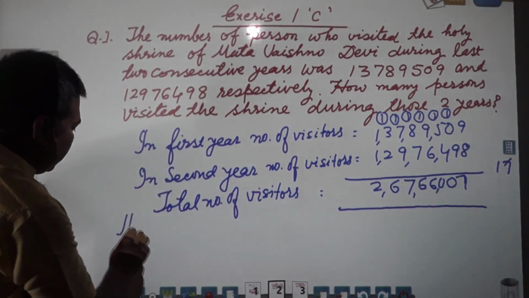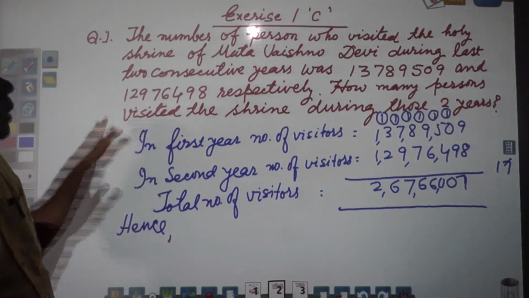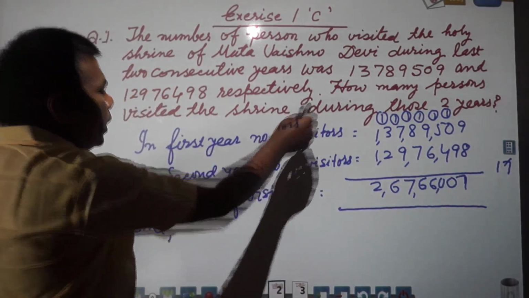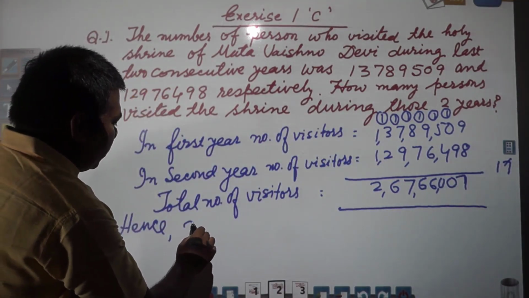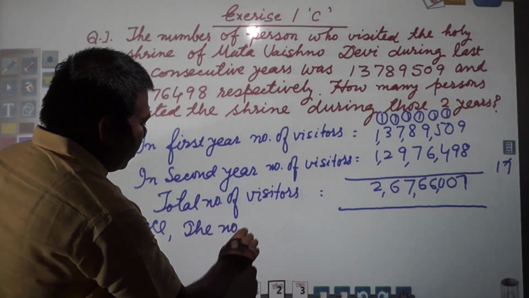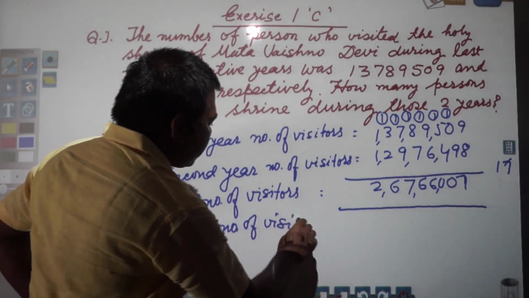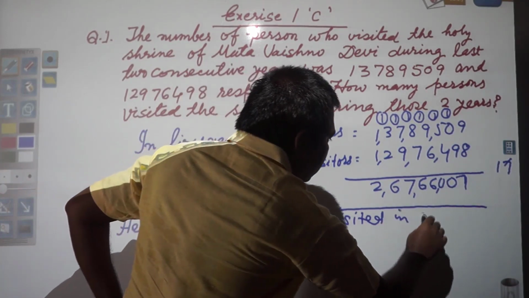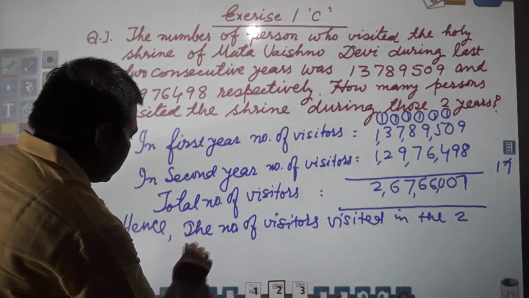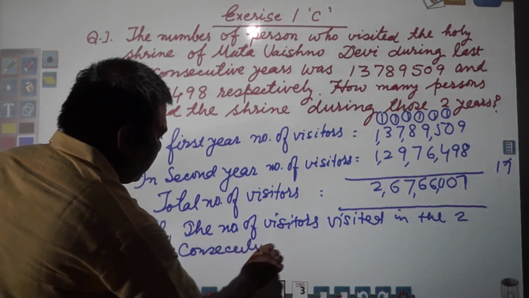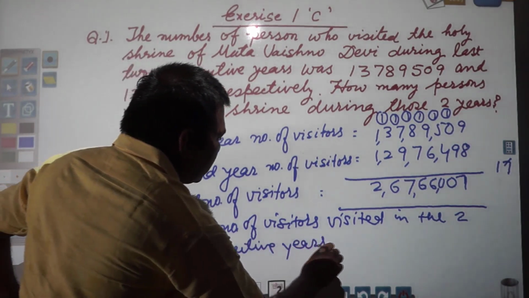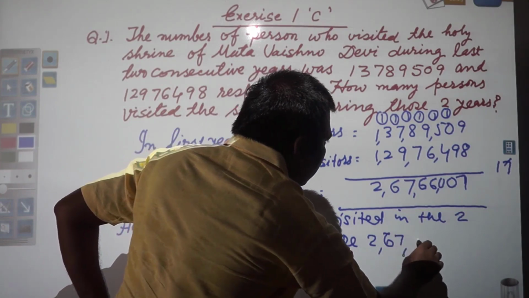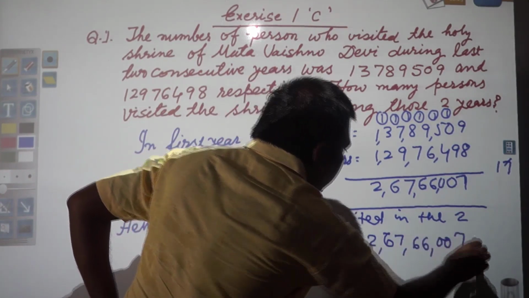So how to write the answer? Here you will write hence. How the question has been asked, you see: how many persons visited the shrine during those 2 years? So here you will write, hence the number of visitors who visited in these 2 consecutive years are 2 crore 67 lakh 66,007. This will be your answer.